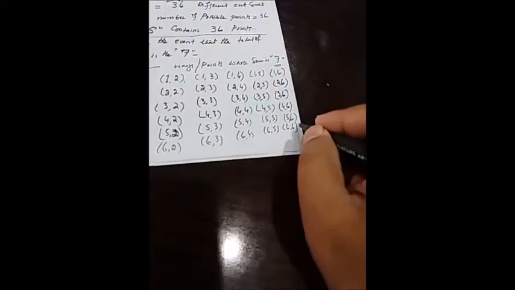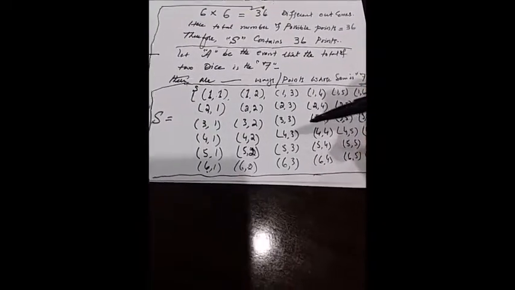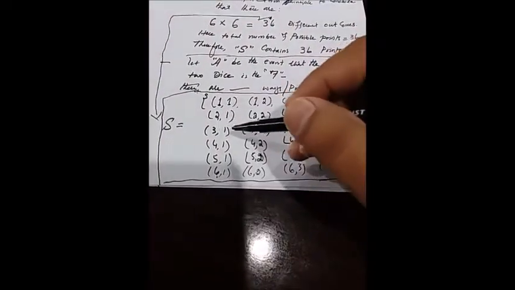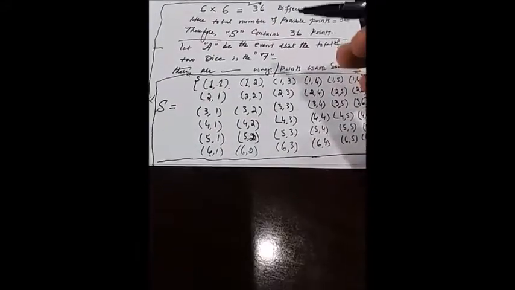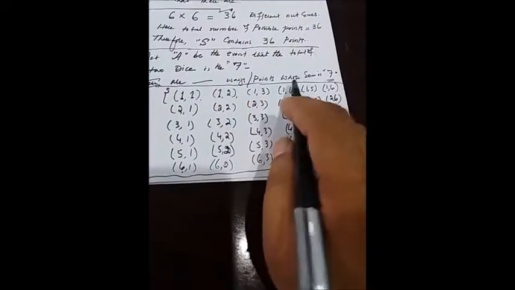So the sample space is, okay, this is the sample space, and these are the 36 outcomes or 36 points of the sample space by rolling two six-sided cubic dice together. Okay, so now we have to find out how many points have a sum of 7.